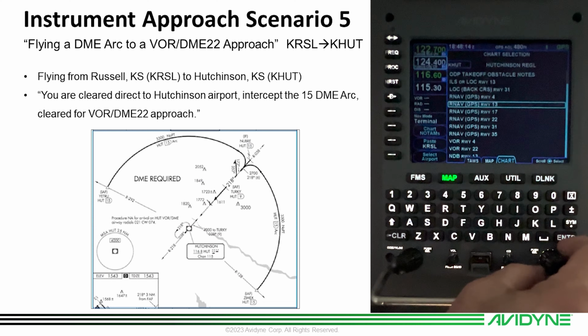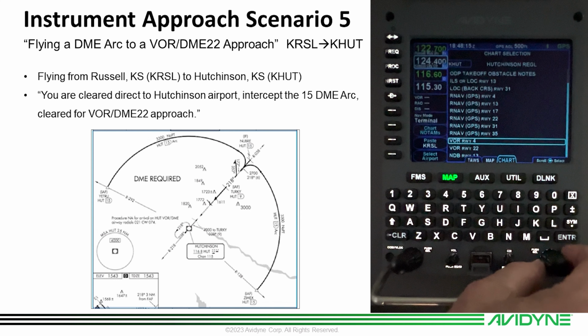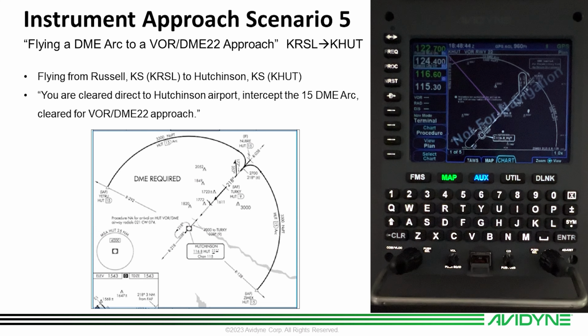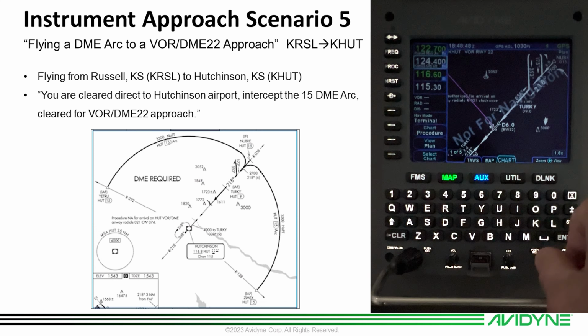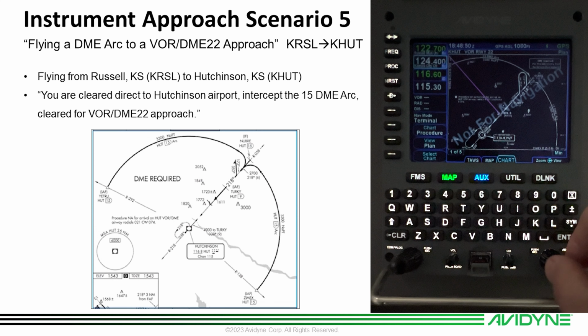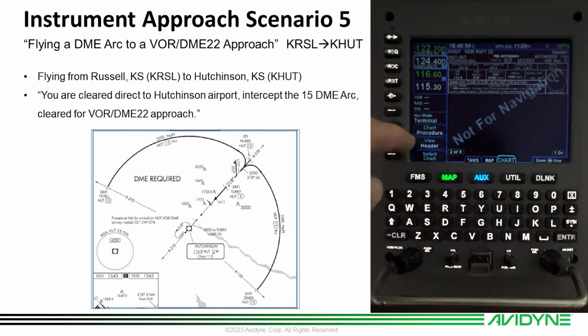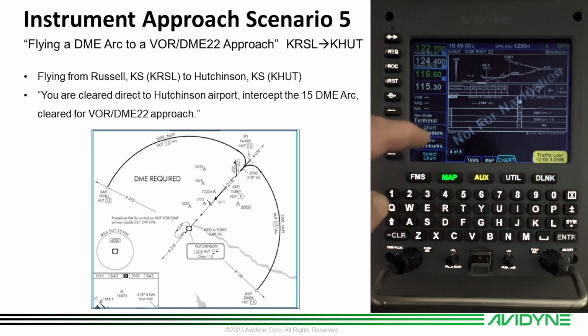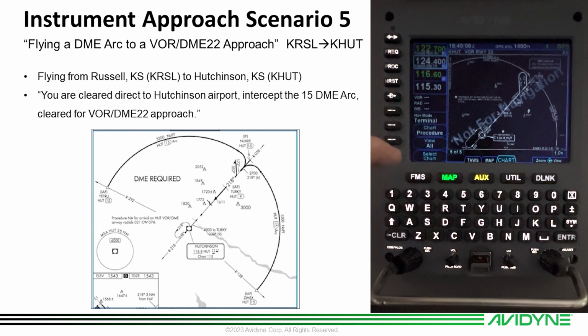We can scroll down to VOR DME 22 and push the FMS knob or enter key to select and bring up the plan view of the approach plate. Use the right FMS knob to zoom the chart in or out. Use LSK2 to cycle through the different chart views available, including header, the profile view, your minimums, the full chart view, and back to the plan view.